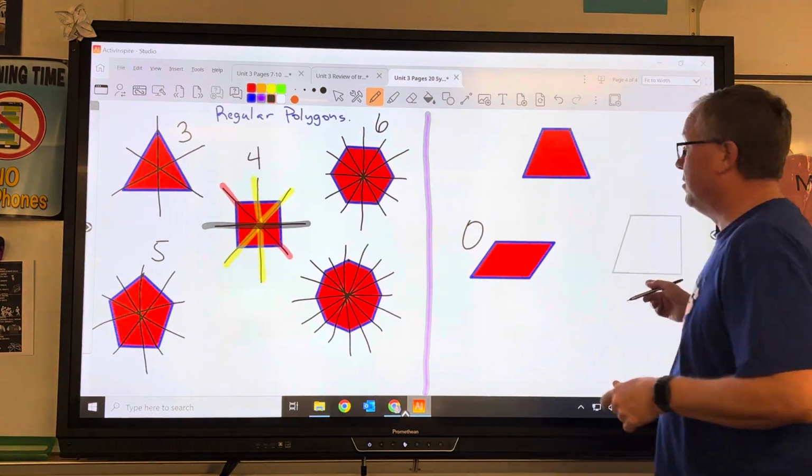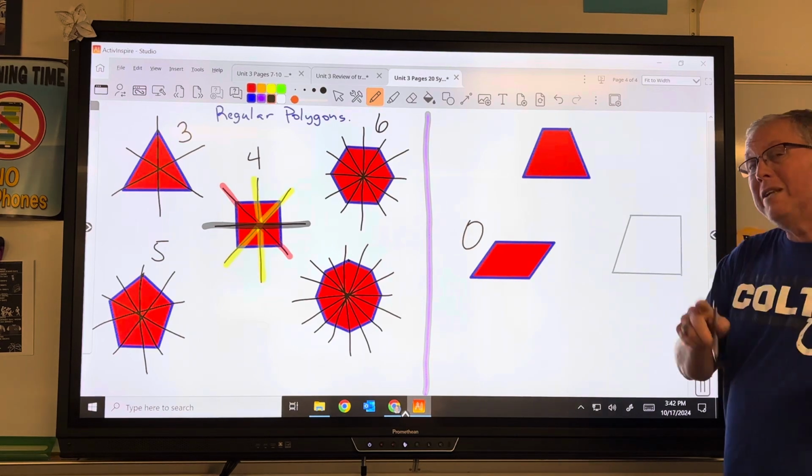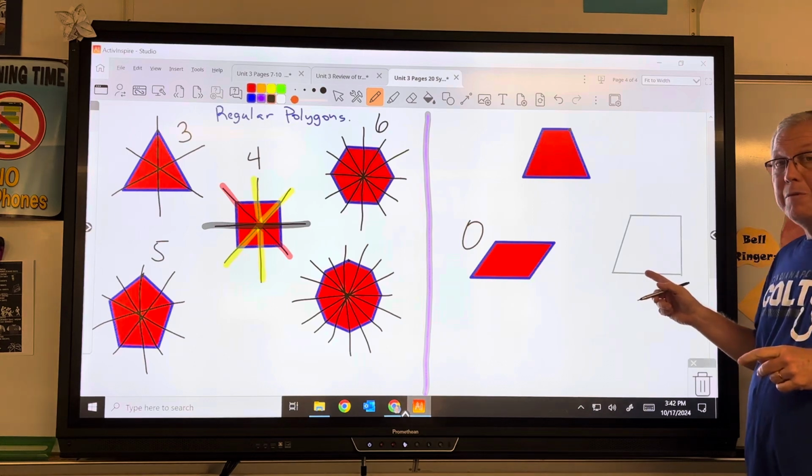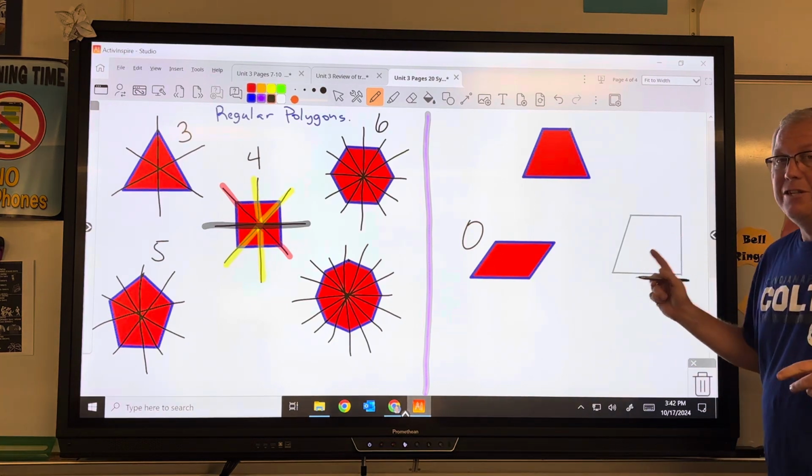Well, what about our trapezoid over here? Well, it depends on the trapezoid, all right? It depends on the trapezoid. So this trapezoid over here, there is no line of symmetry.